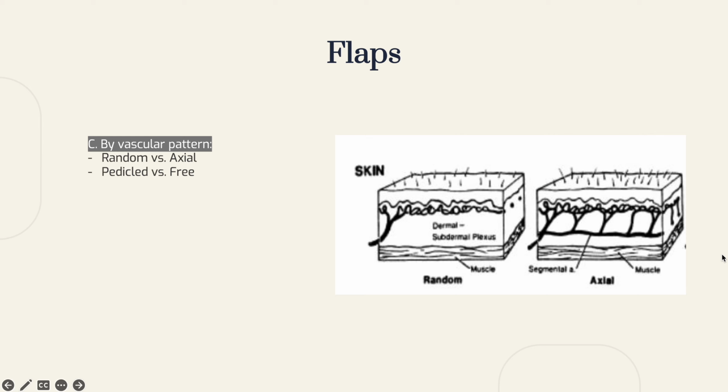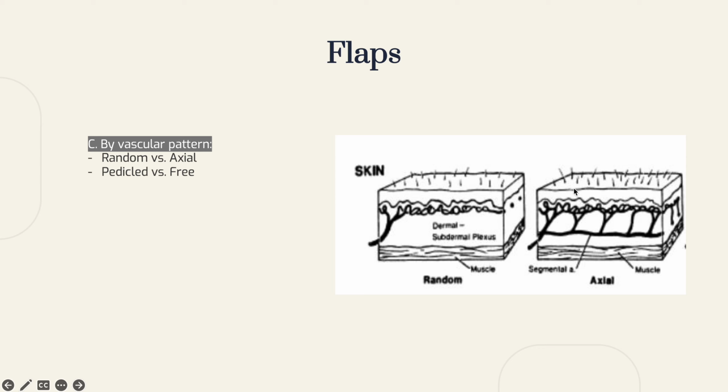Okay, and then we have the vascular pattern. So in the vascular pattern, we have random versus axial. So I need you guys to focus on this point because it's very important and it's very high yield. So in the random flap, what is happening exactly is that you don't have a specific or a named blood vessel incorporated at the base of the flap. So, as you can see here in this picture, you have a dermal, subdermal plexus. There isn't an identified named blood vessel. This is for the random flap.